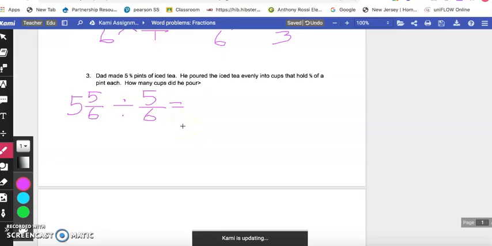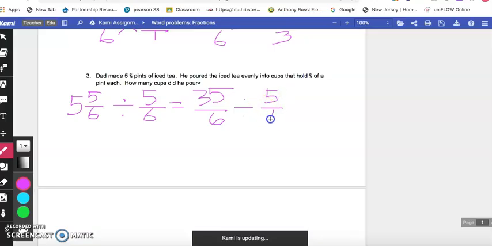So this one's a little tricky. This time, before I do anything, I'm going to change my mixed number into an improper fraction. So let's do that. 6 times 5 is 30. 30 plus 5 is 35. 35 over 6. And I'm still dividing. I didn't change anything yet. I'm still dividing by 5 over 6.